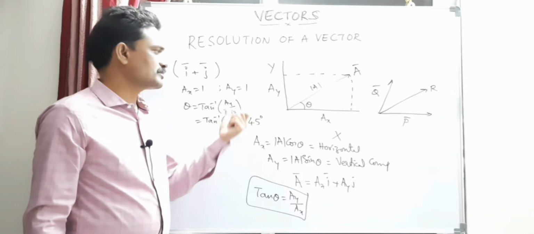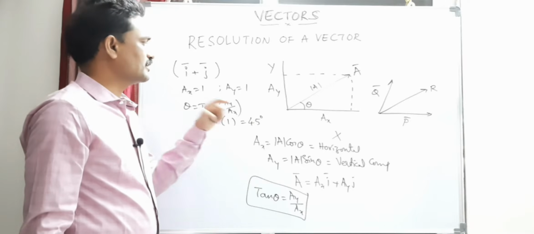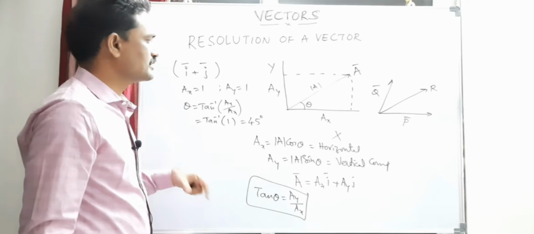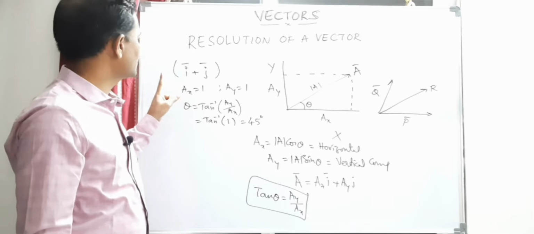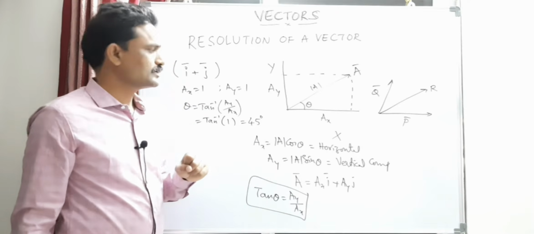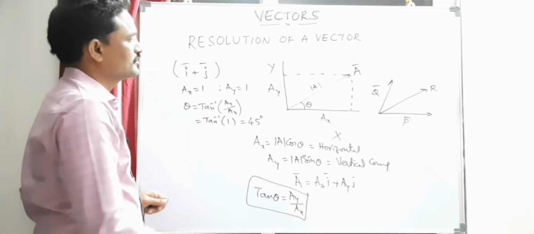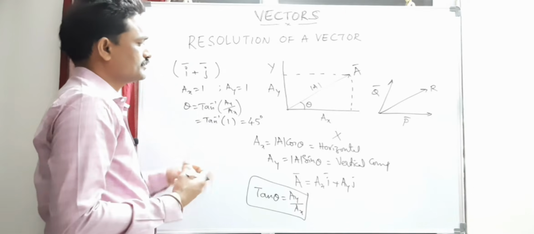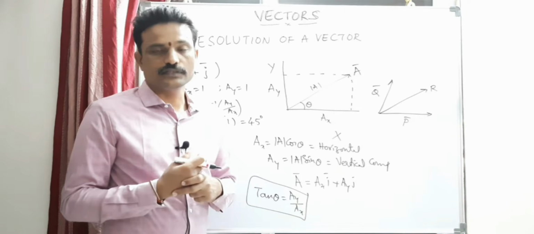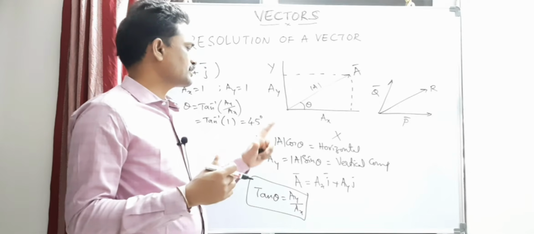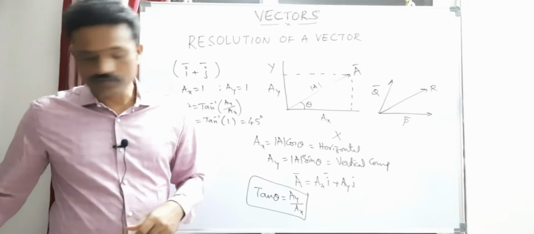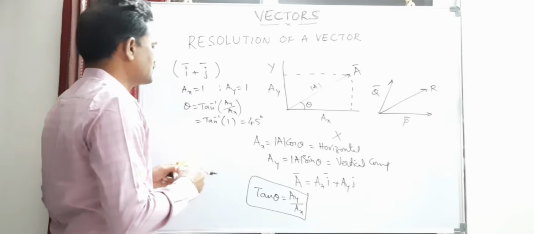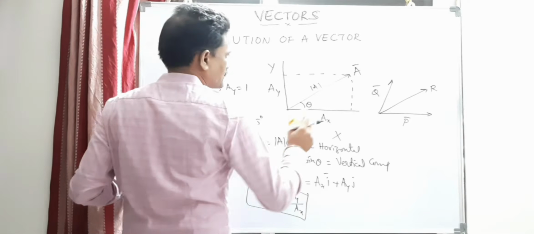Another way is also there to find out the angle made by the vector, that we will discuss in the dot product of vectors. This is the simplest method, right? So where do we see the resolution of vectors? In many problems, we come across resolution of vectors. I will give you few examples that we are going to discuss in the coming chapters.